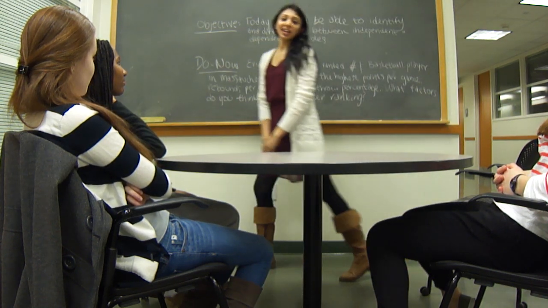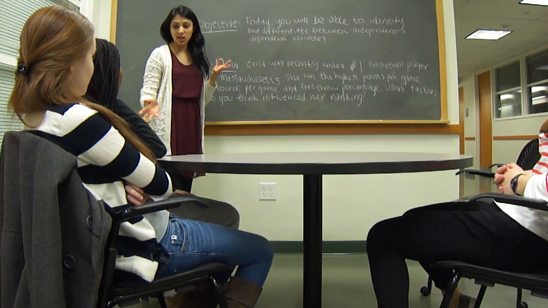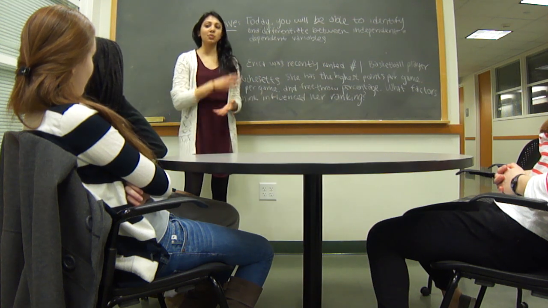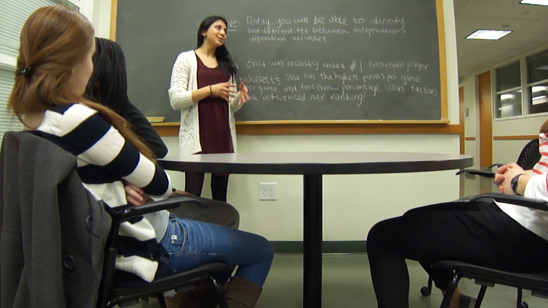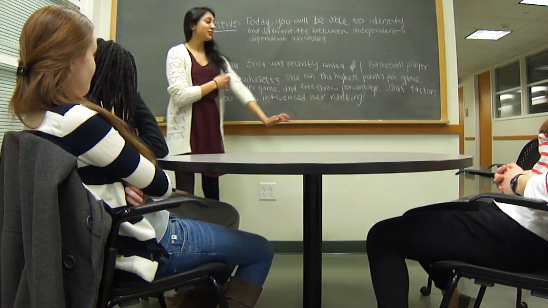Okay, so today's objective is to be able to identify and differentiate between independent and dependent variables. And this is a really useful skill both in the real world and when applying this concept to scientific experiments that we'll be looking at a lot more over the course of these next few weeks.